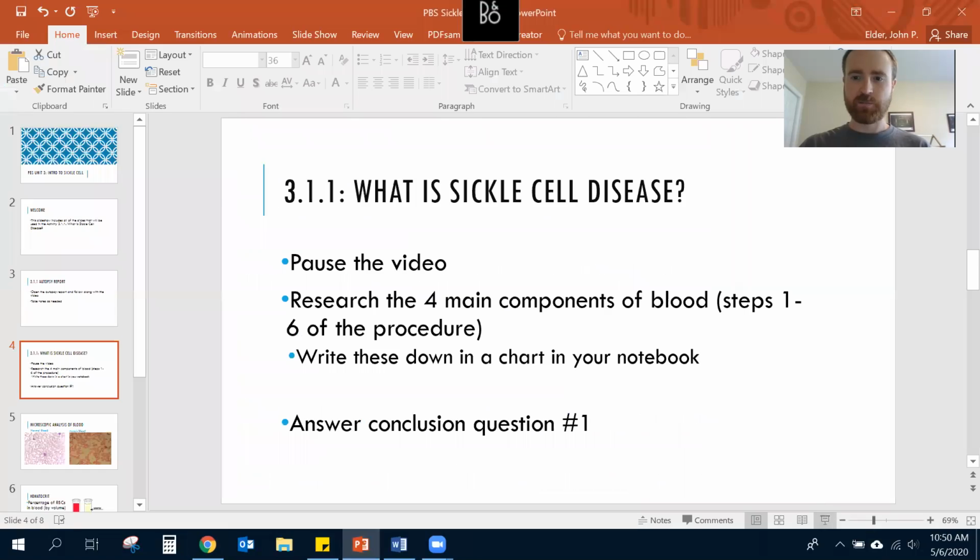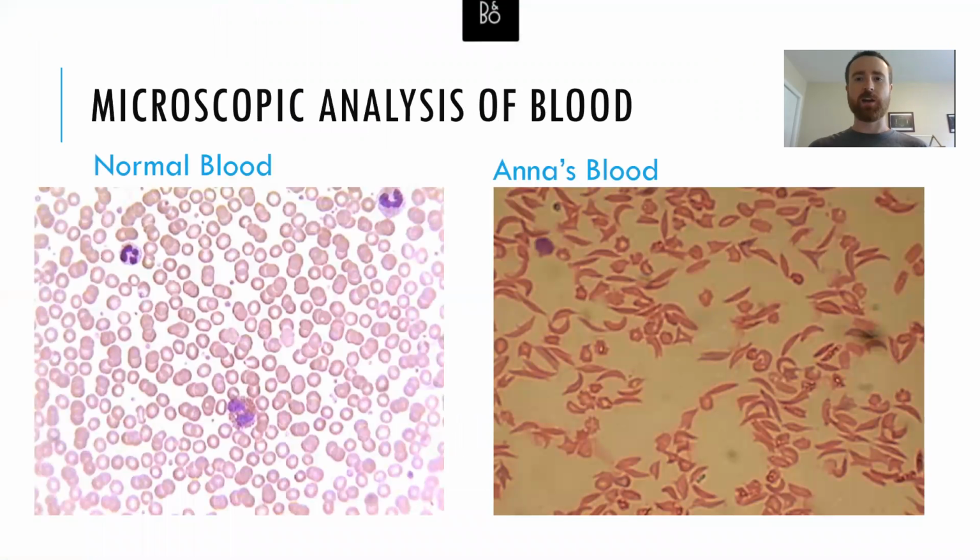So back to our slideshow. What we have right here on the left-hand side is normal blood. You can see the red blood cells, the white blood cells, and the platelets. These little dots are platelets. And on the right-hand side, you can see a slide of Anna's blood. We have red blood cells, white blood cells, and platelets. So take a moment, look at the difference between those two, and then you can pause the video and go ahead and draw what you see.